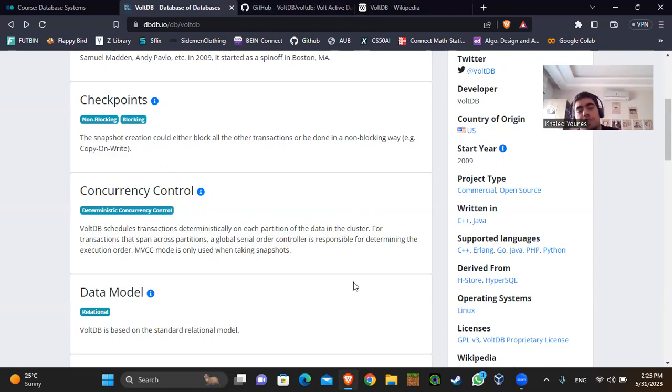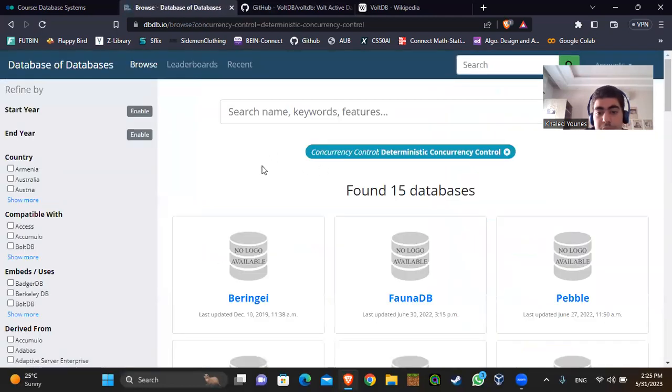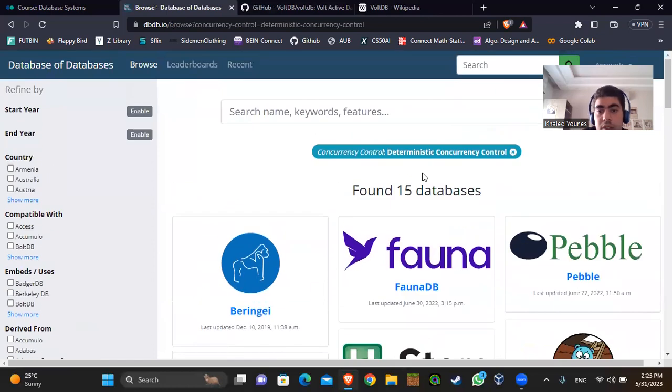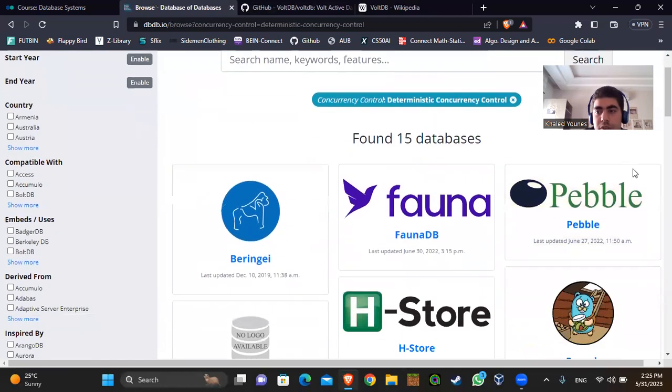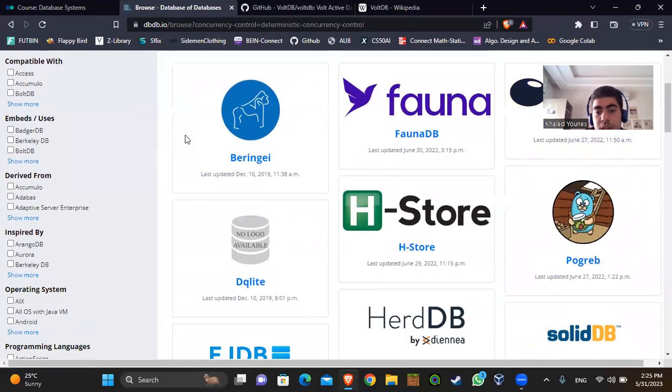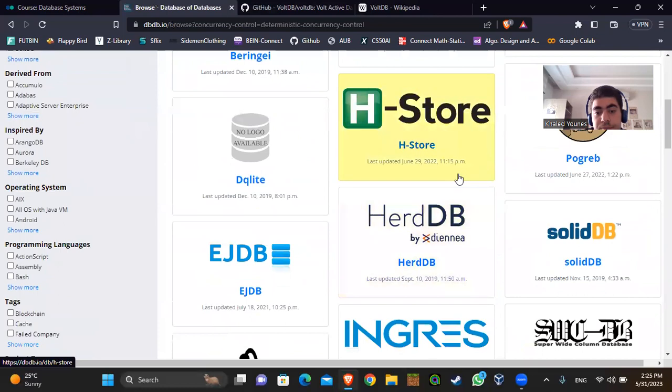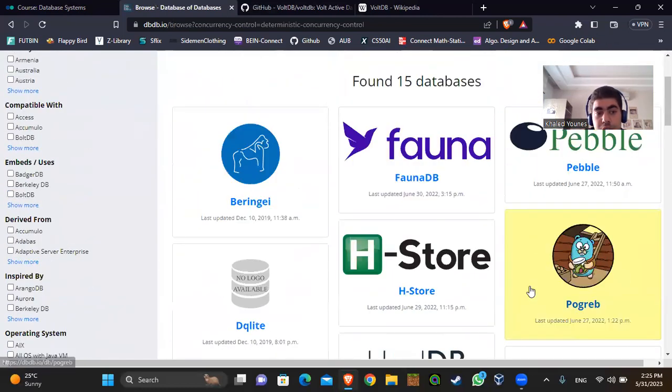For transactions that span across partitions, a global serial order controller is responsible for determining the execution order. So if we have transactions that are available on several or multiple shards or partitions, we have a controller called the global serial order. It's responsible for determining the execution order. The transactions may have some priority of some type, so they get priority in execution or not. If you click this link, these are some types of databases that use this concurrency control feature, really useful. As you see, H-Store here, the original VoltDB. These are other examples of concurrency control databases.